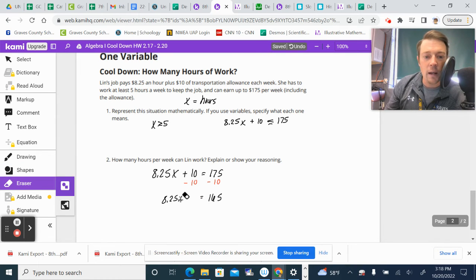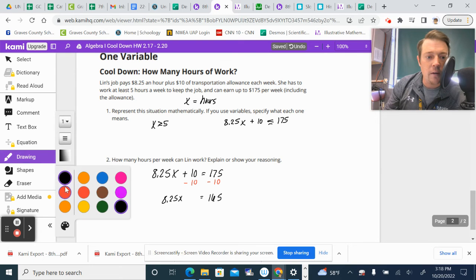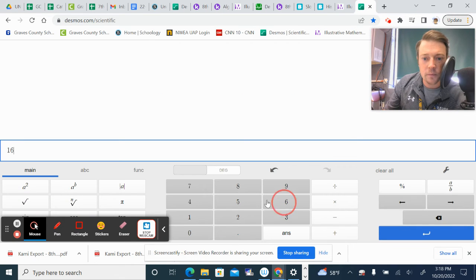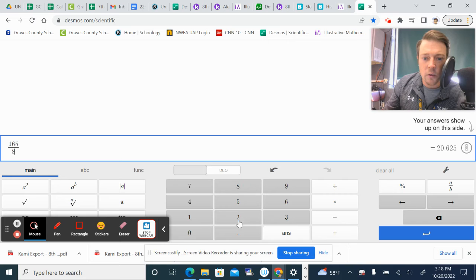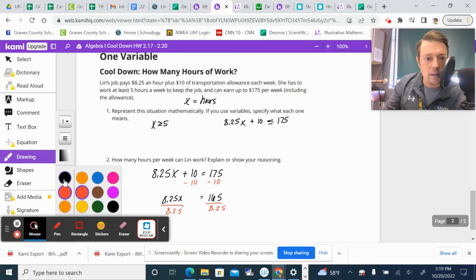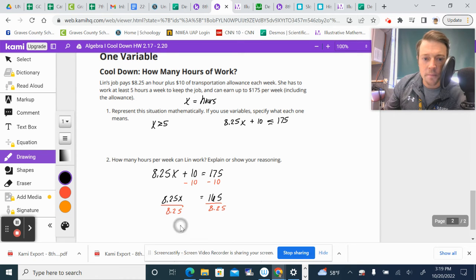And then to find out what x is, we need to do some division. And our division is going to be by the 8.25 because that's what they're multiplying my x by. So just a basic two-step equation here. Let's plug this into our calculator. 165 divided by the 8 and a quarter that I make per hour, and that's 20. So she'd have to work 20 hours to make that limit. So x equals 20.